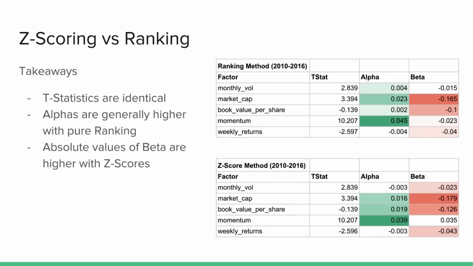But the interesting part is differences in the alpha. So we see in the ranking method, the alpha is actually higher for the momentum and the market cap, whereas in the z-scores, it's much more even across the board. And we also see that in z-scores, the beta values are also absolutely higher than in the ranking, possibly because z-scores consider the variability of the factor and therefore explain most of it away through beta rather than through alpha.